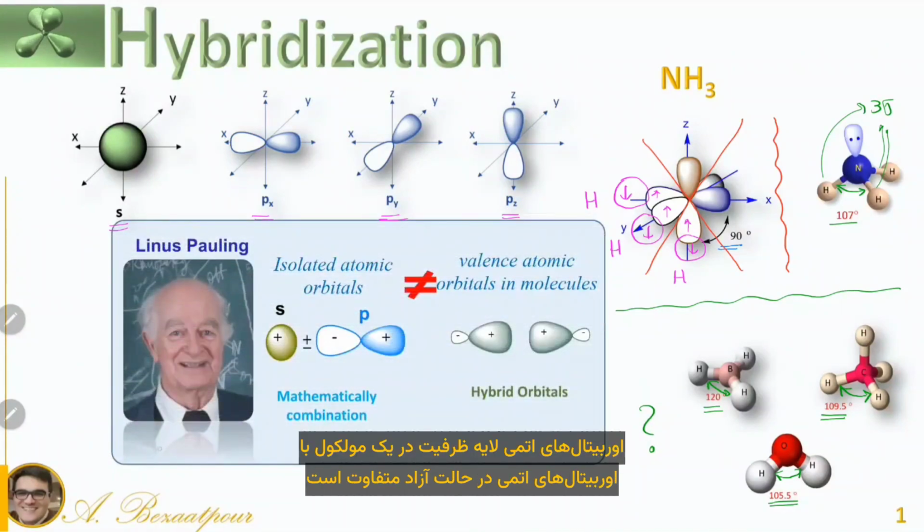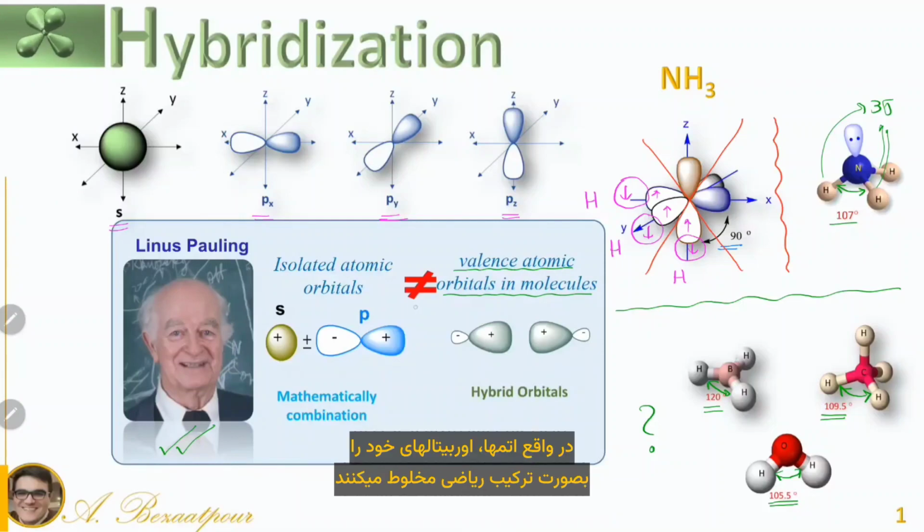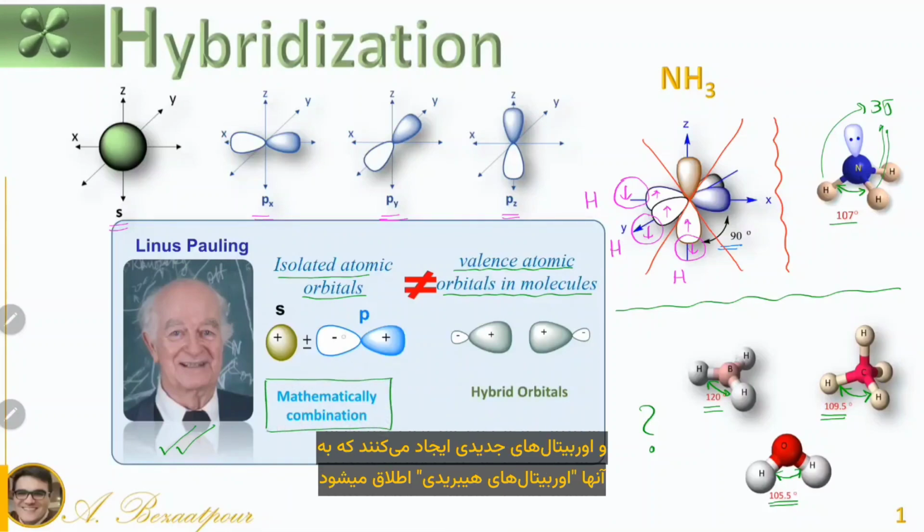To explain such facts, Linus Pauling proposed that the valence atomic orbitals in a molecule are different from those in isolated atoms. In fact, atoms mathematically mix their valence atomic orbitals and create new orbitals, which are called hybrid orbitals.